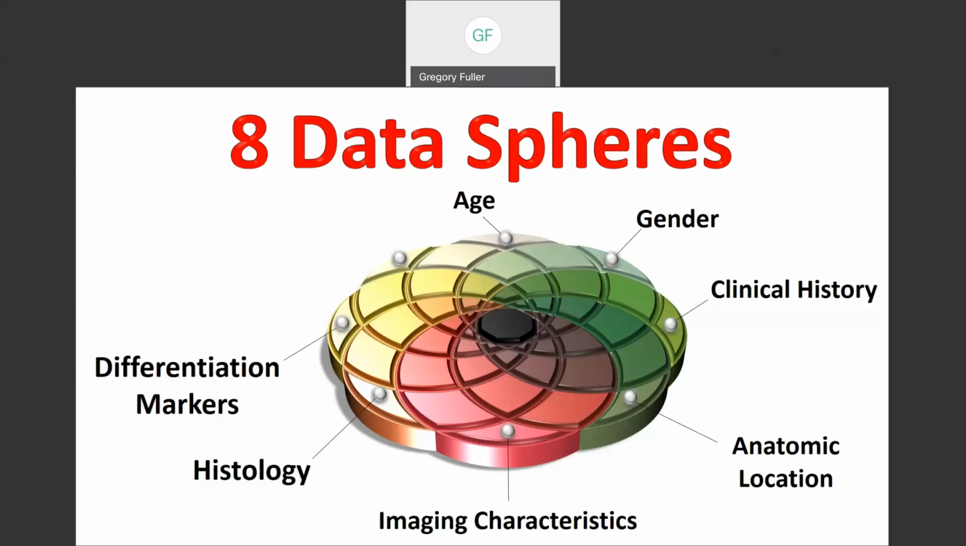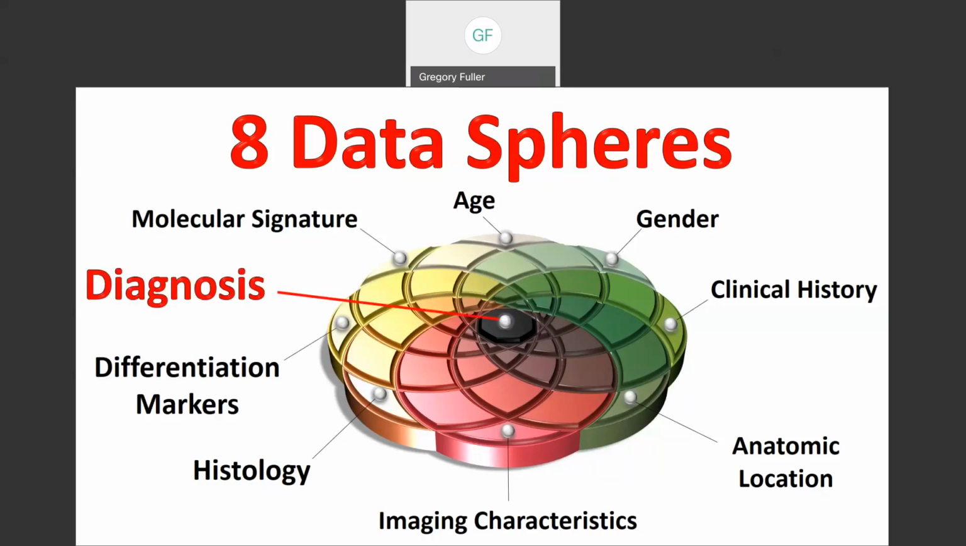Typically, we would do this by immunohistochemistry using polyclonal or monoclonal antibodies. It gives us an idea of the differentiation lines of the tumor. And then finally, the eighth sphere, molecular signature, and we are well into the era of molecular signature as a routine part of our work in 2020.